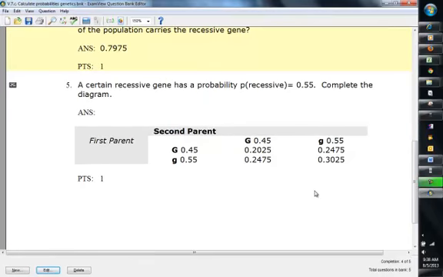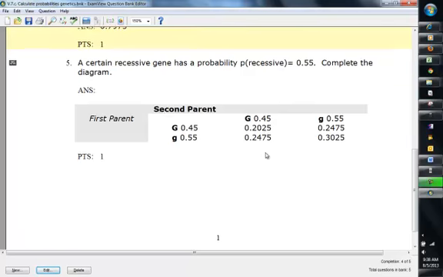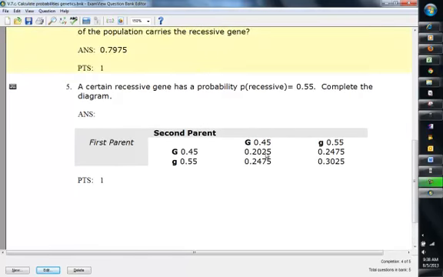A certain recessive gene has a probability of 0.55. Complete the diagram. Well, you see it completed there. This is 5.7 calculating probabilities.